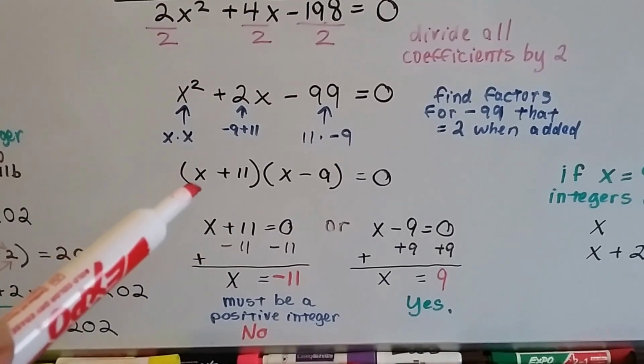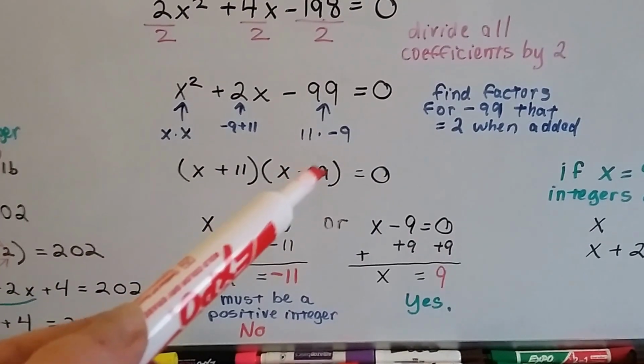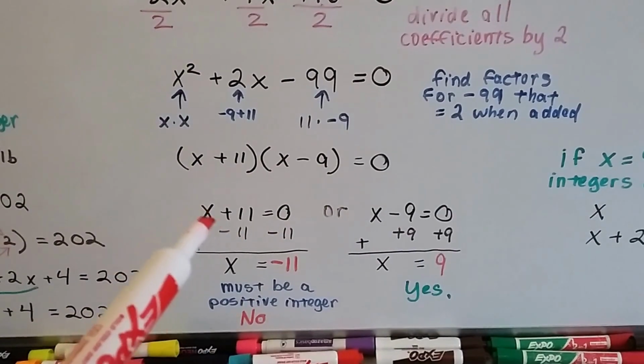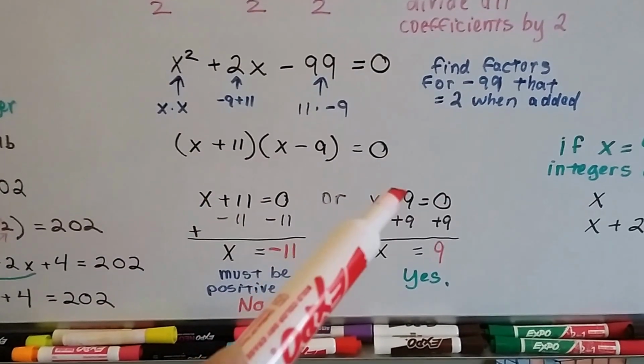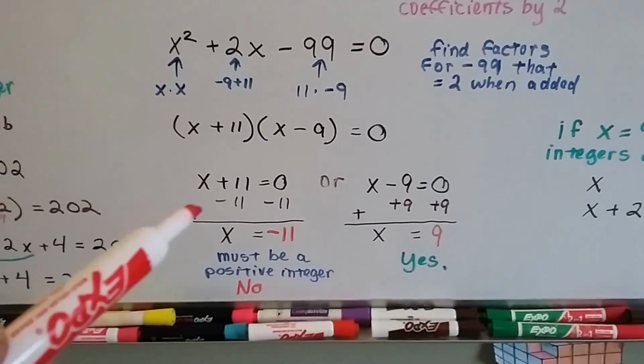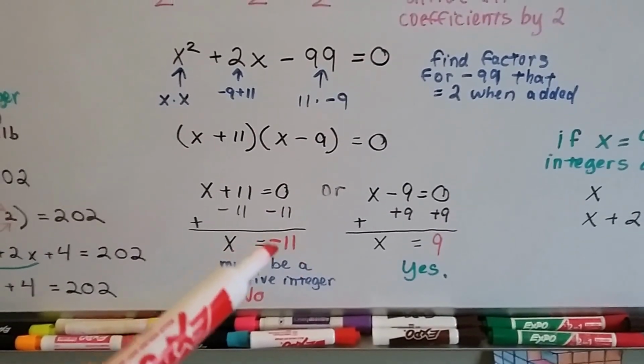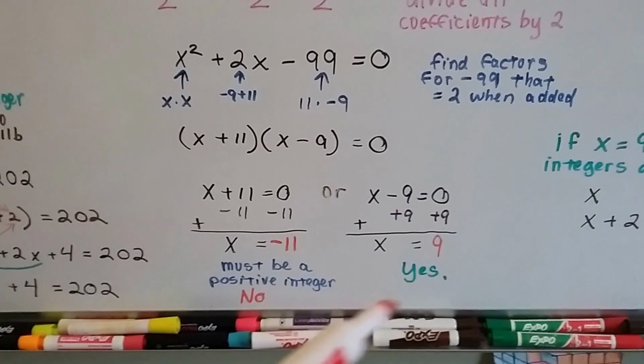So now we've got (x plus 11)(x minus 9), and it's set to equal 0. We split these apart as x plus 11 equals 0 or x minus 9 equals 0. We use additive inverses to solve for x. We get x equals a negative 11 or x equals a 9.